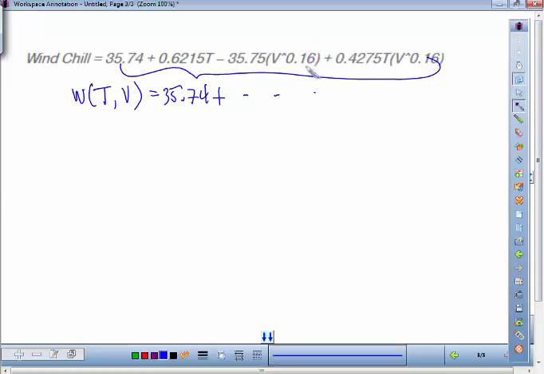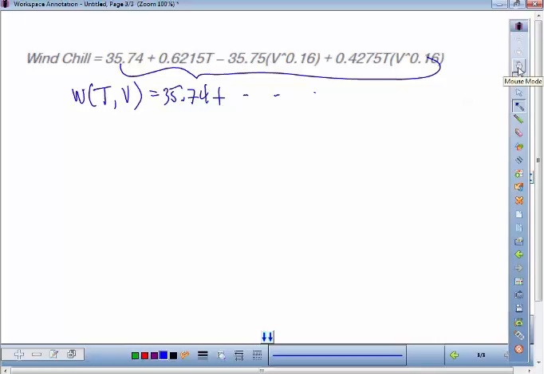So you've got the velocity raised to the 0.16 power. I don't know who came up with that, but that's the wind chill factor. And anyway, when people try to find the wind chill factor, they tend to not use a formula like this. Do you know what they use? You guys been to the East Coast? No? Yeah, they use a table.